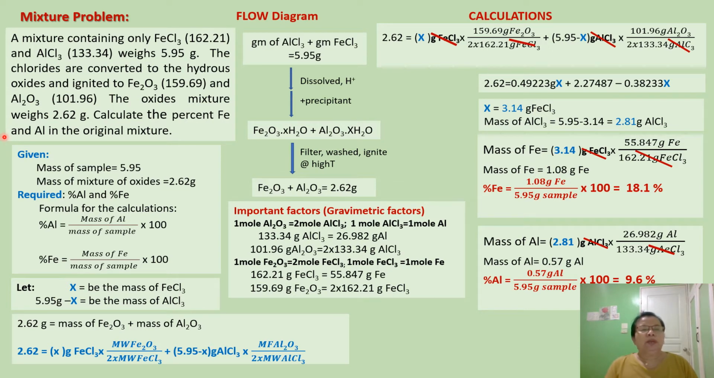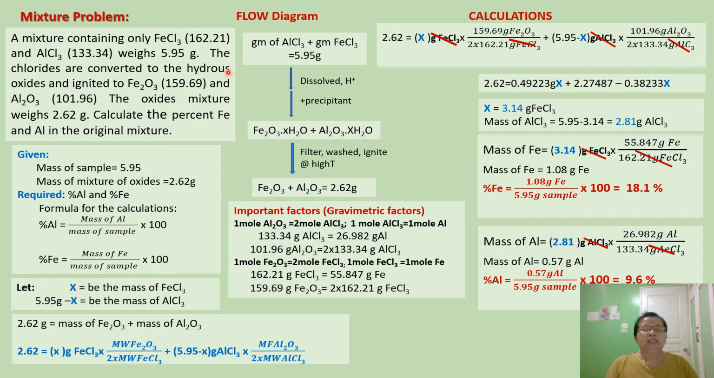Now, as a first step in solving the problem, we have to identify all given. In this problem, we are given the mass of sample, 5.95 grams, and the mass of precipitate, 2.62 grams. So here they are: mass of sample, 5.95 grams, and mass of mixture of oxides, 2.62 grams. And we are required to calculate percent aluminum and percent iron in the sample. Percent aluminum is equal to mass of aluminum over mass of sample times 100. Also, percent iron is equal to mass of iron over the mass of sample times 100.